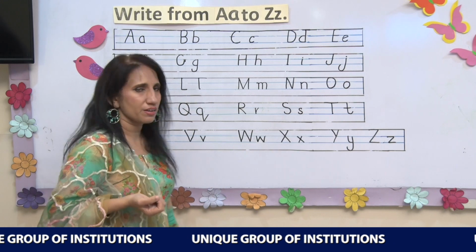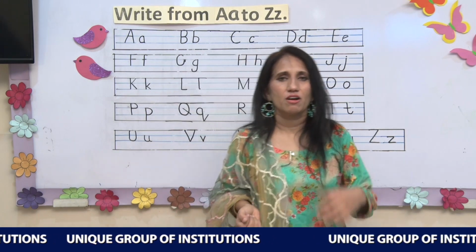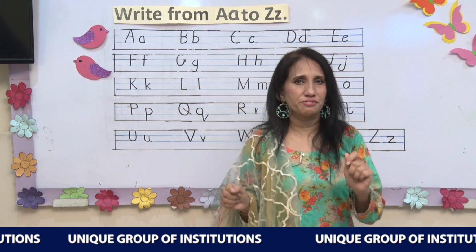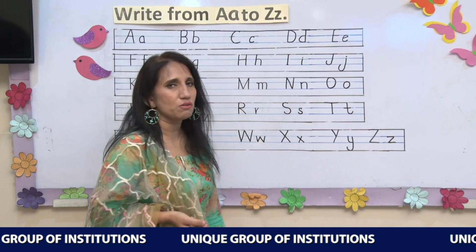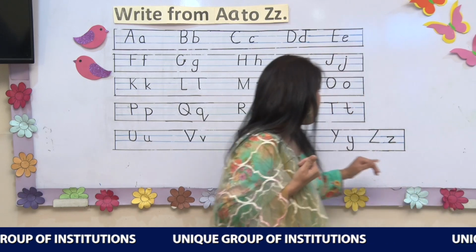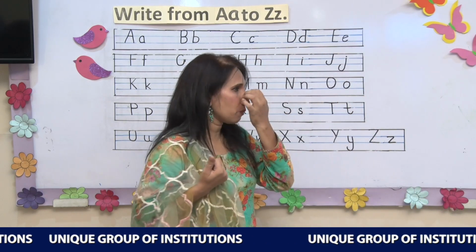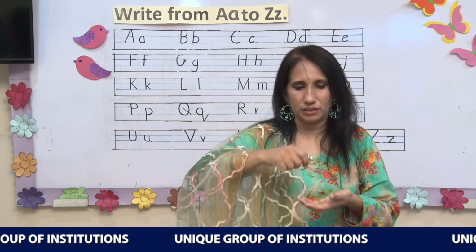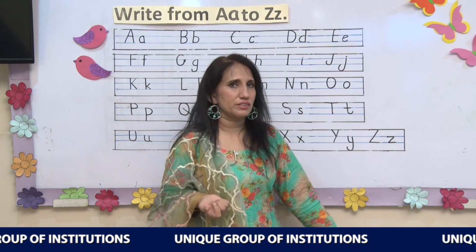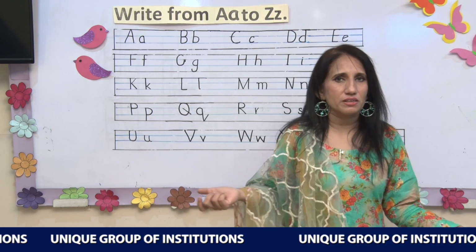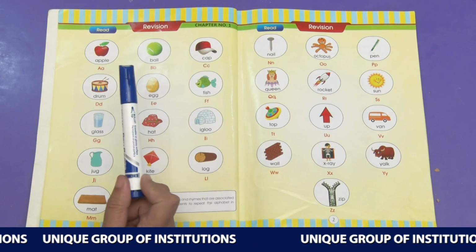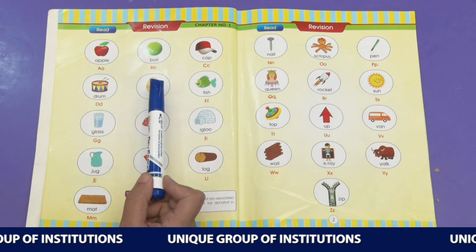Then we have letter V, and the sound of letter V is V, V, V, as I am just driving the van. Then letter W. The sound of letter W is W. Then we have letter Y. The sound of letter Y is Y, as I am eating the yogurt. And the last one is the letter Z, and the sound of letter Z is Z, as the bees are buzzing around.